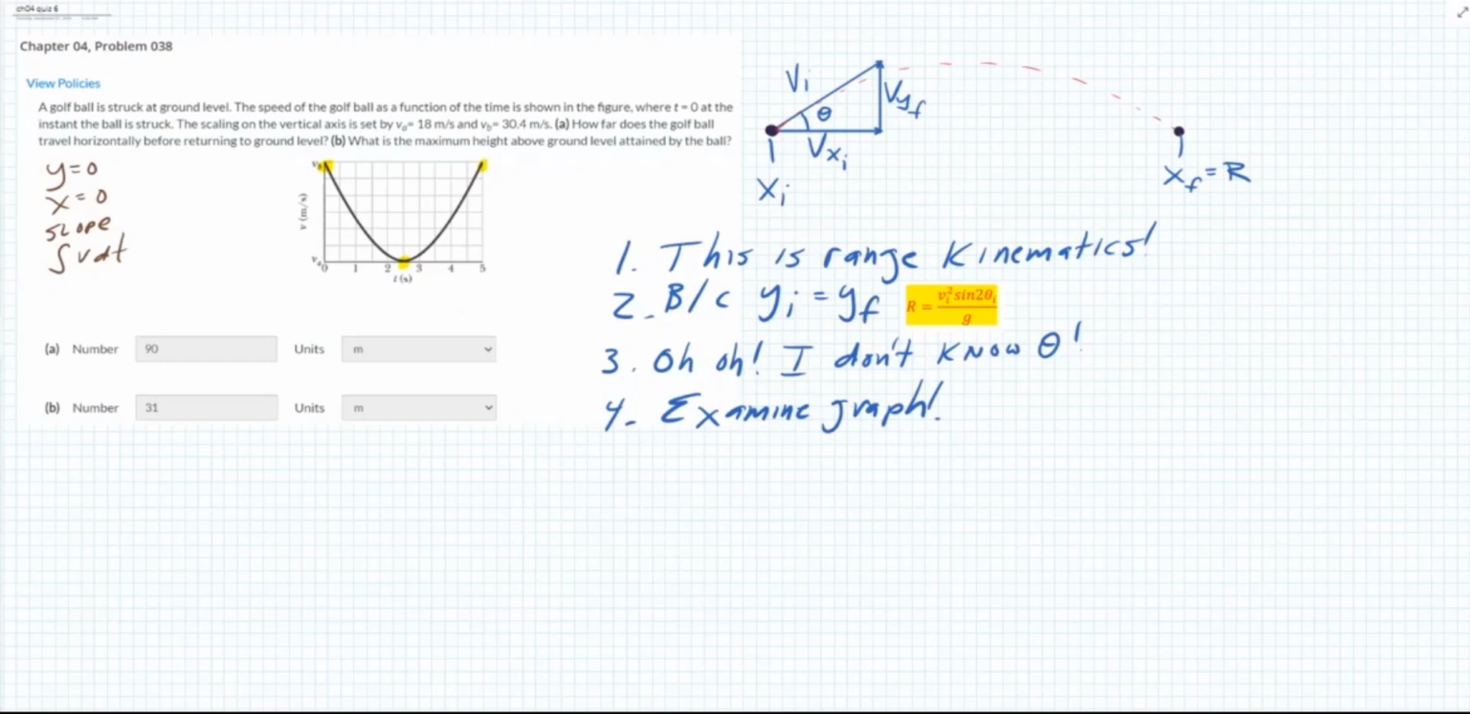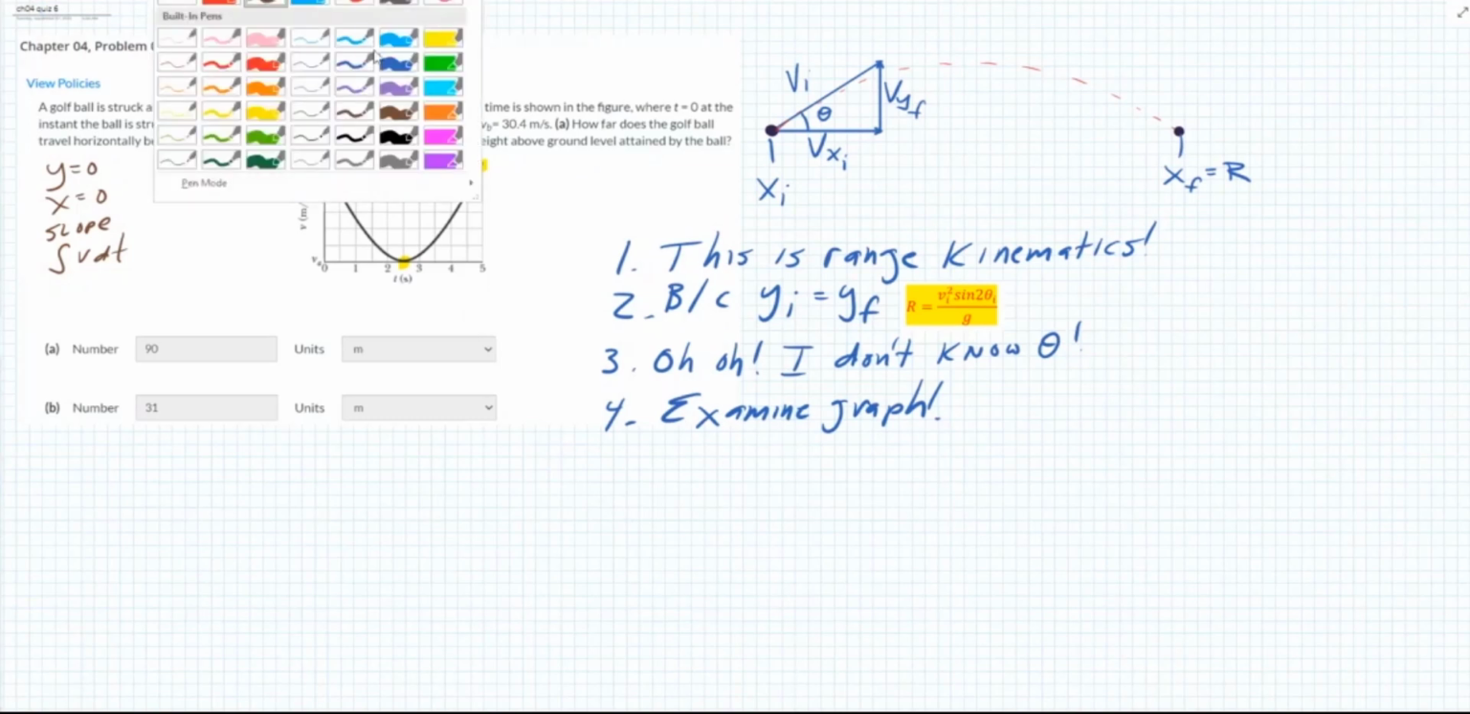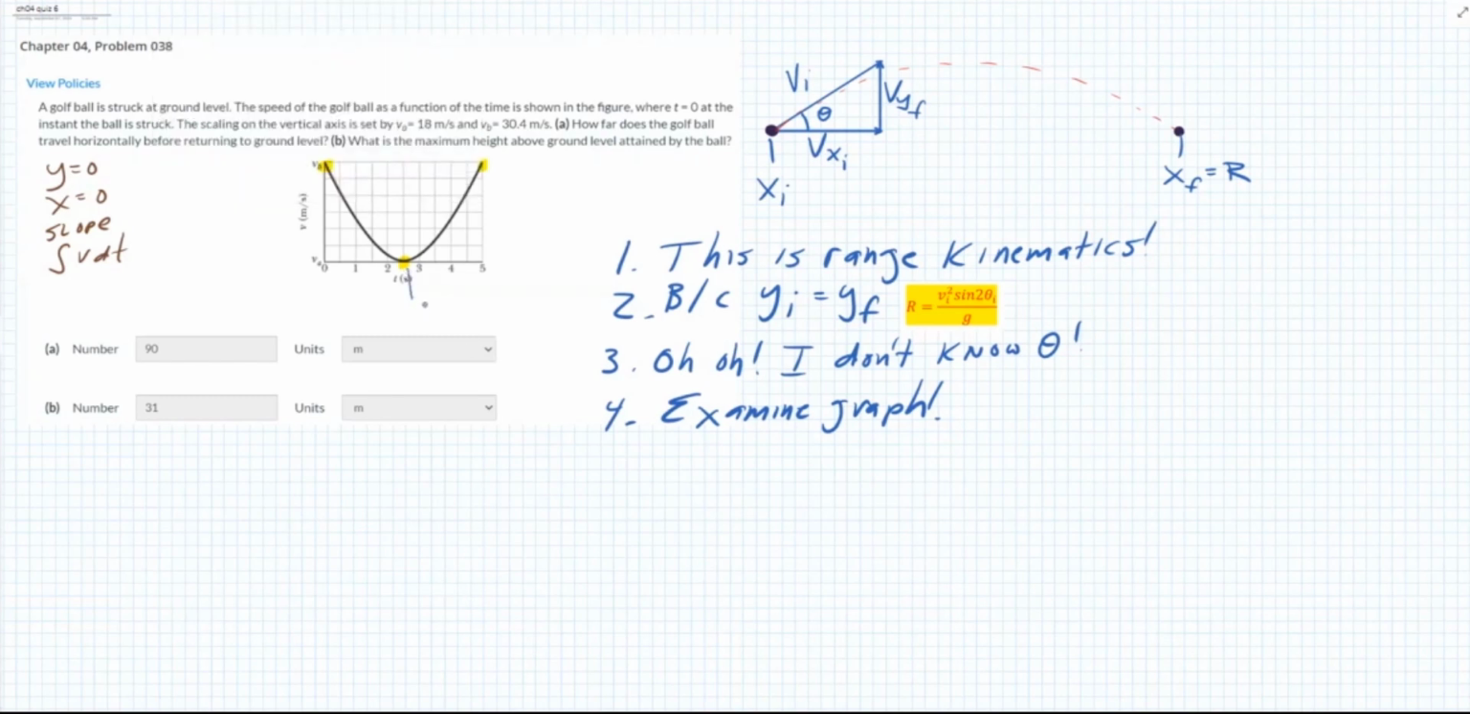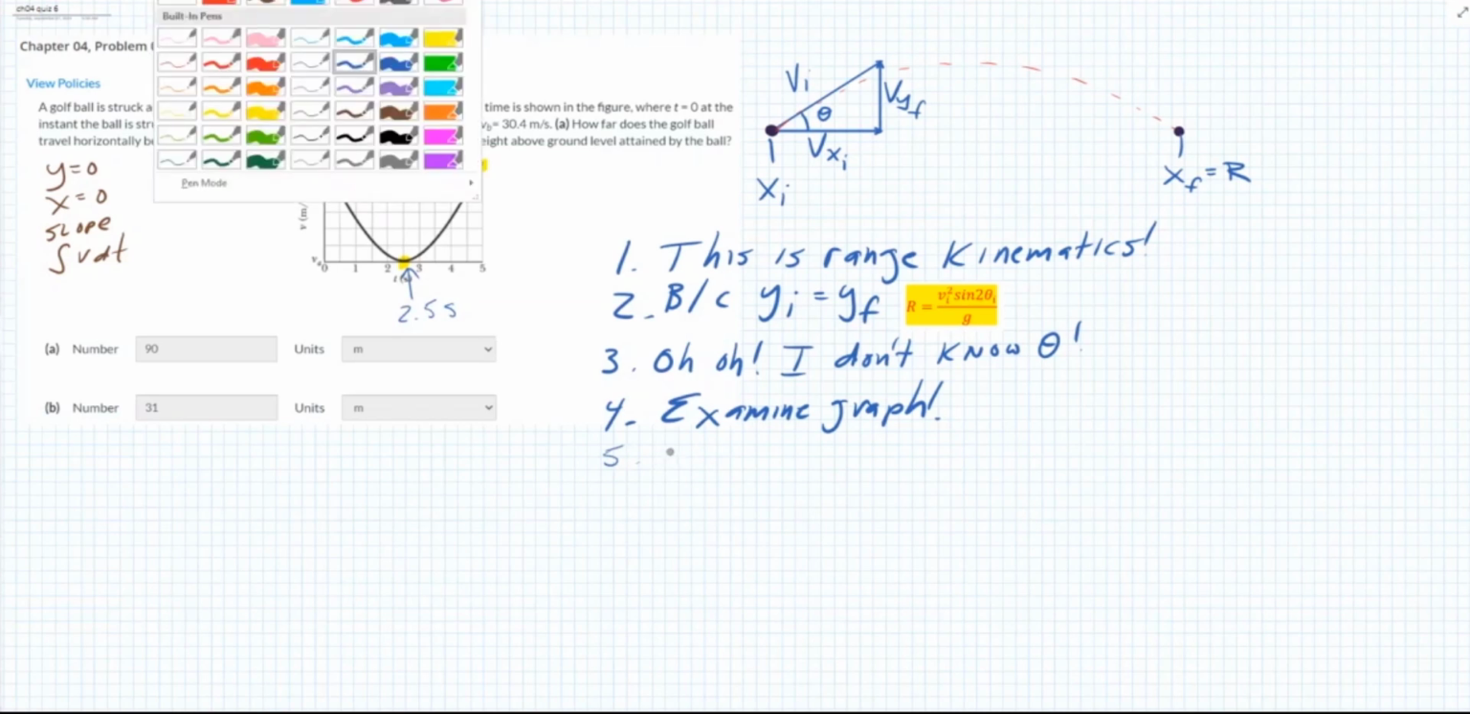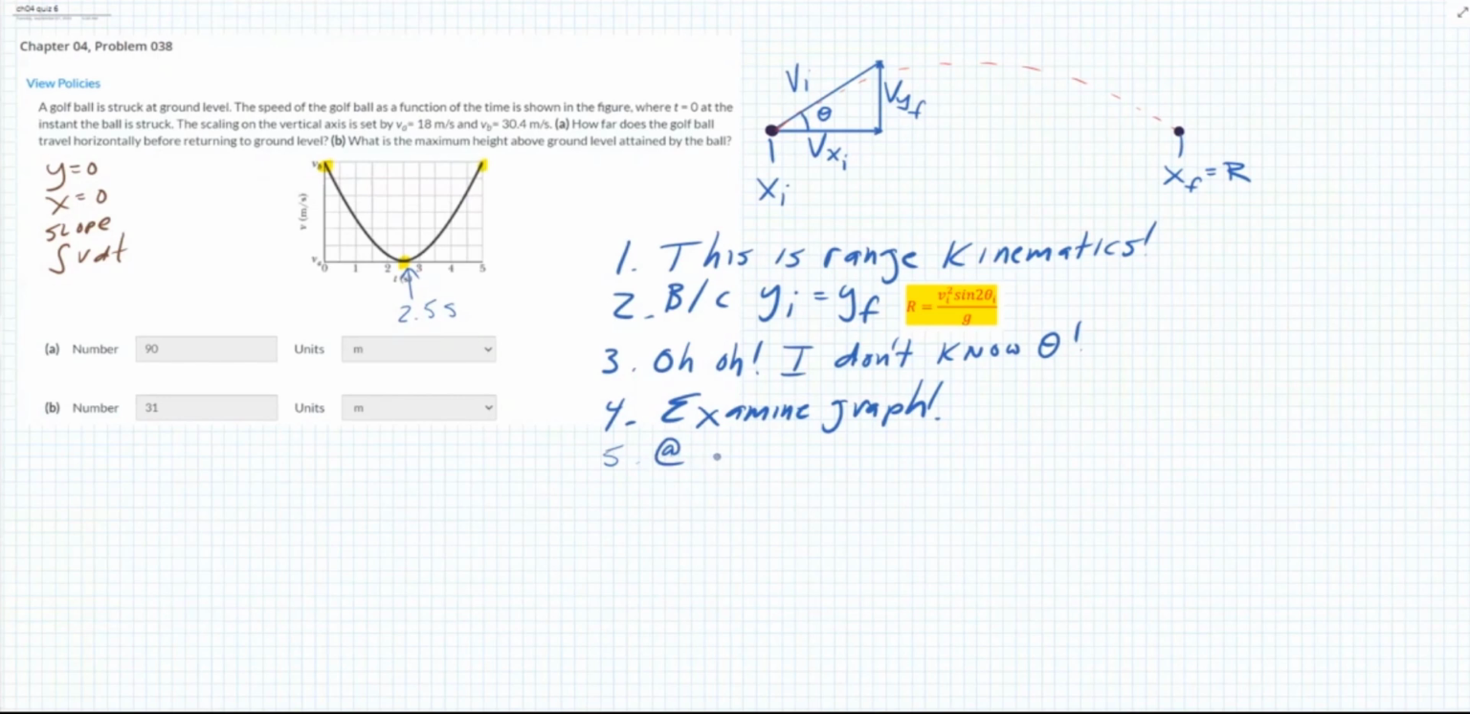So from this graph, if I examine this graph, what can I say? What comes falling out from this graph? Well, I can see right here, right there, this for me is 2.5 seconds. That's a pretty noteworthy point. Number 5. For me, at that inflection point at t equals 2.5 seconds, I can say this.